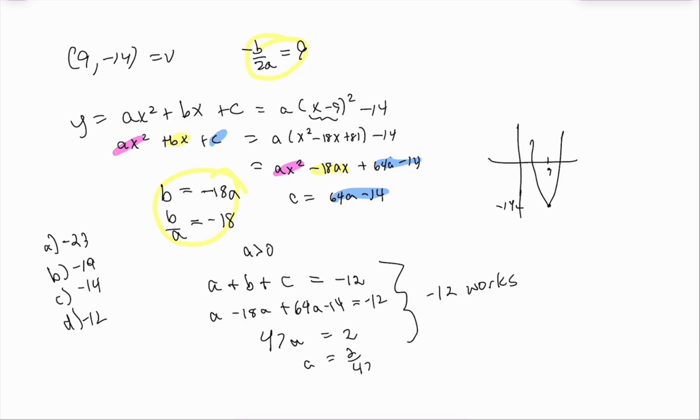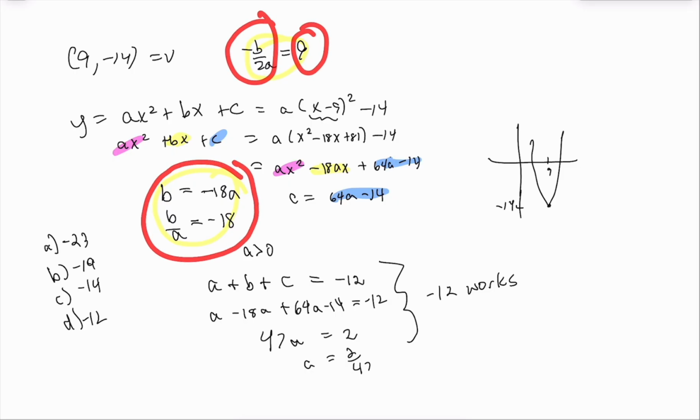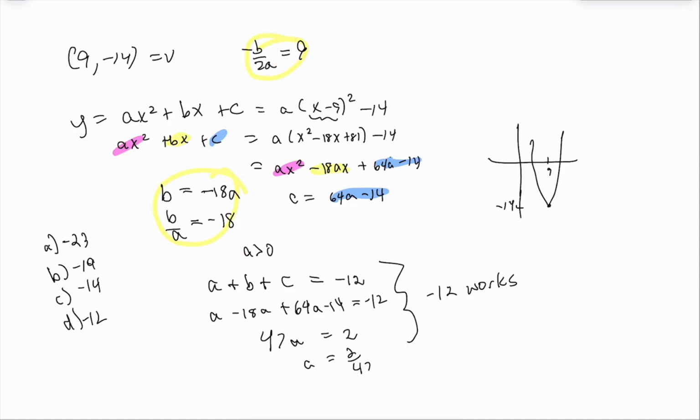So if you take a look, some things we know I've written out here. The vertex, since it's 9, negative 14, we know that negative b over 2a is 9, or we know that b is negative 18a. We also know the vertex form is a times the quantity of x minus h squared plus k, which I have replaced the h and the k with 9 and negative 14.